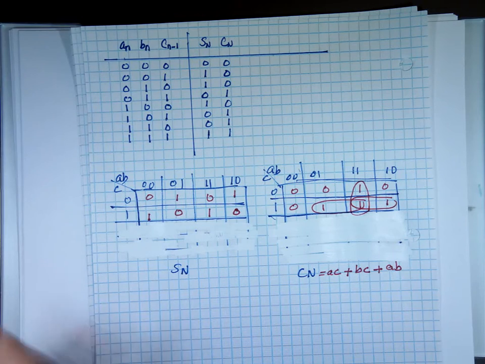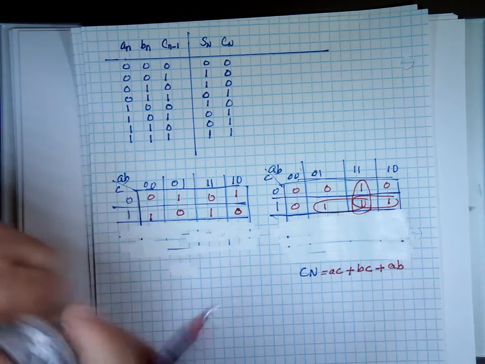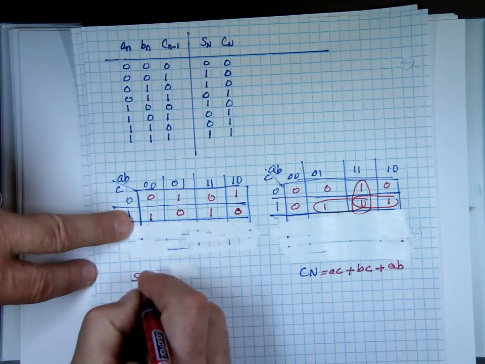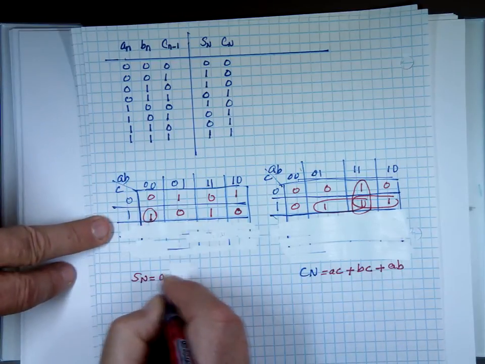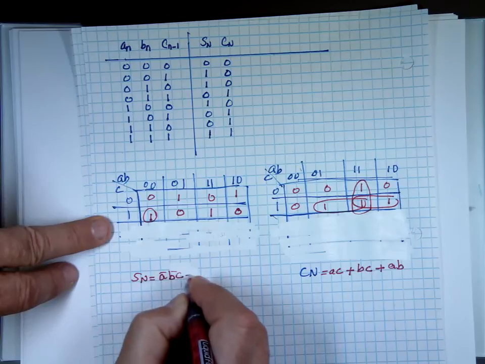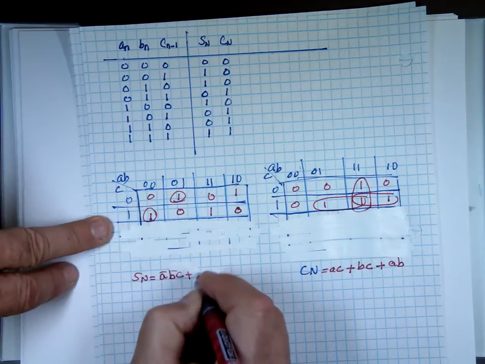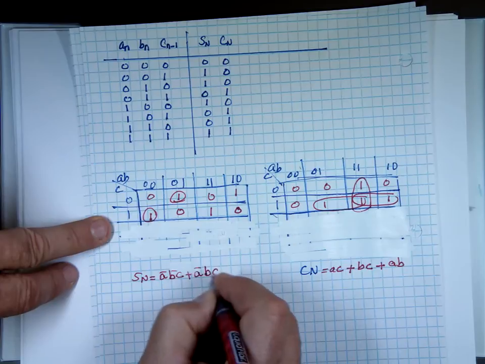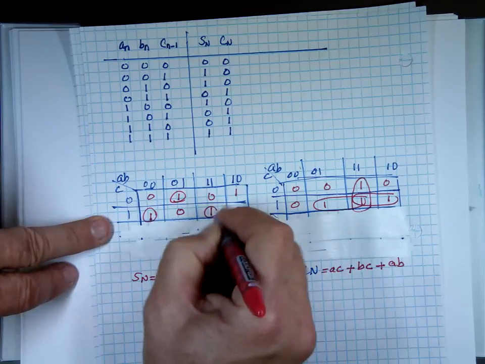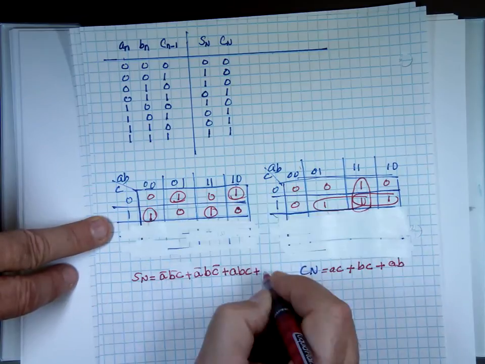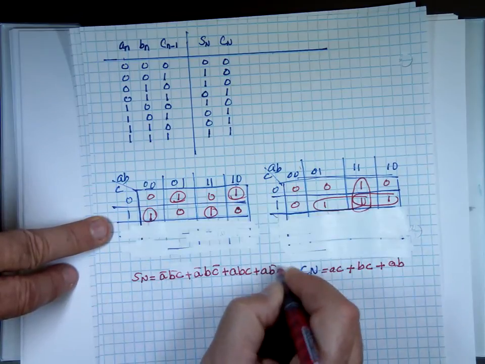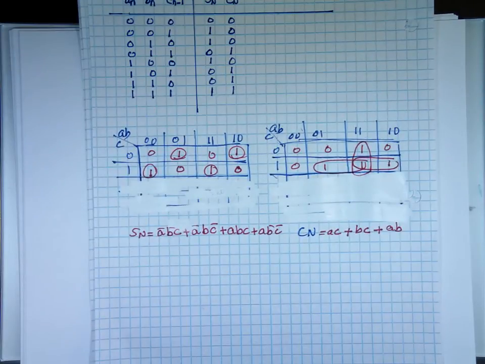SN now, I have to group each one by itself. A naught, B naught, C. A naught, B, C naught. ABC. And A, B naught, C naught. And I can design the inside of each one.